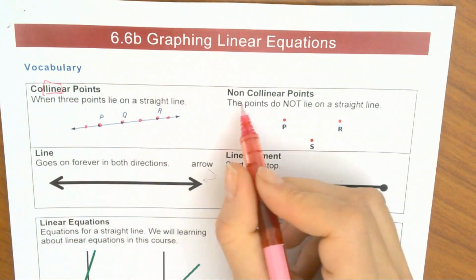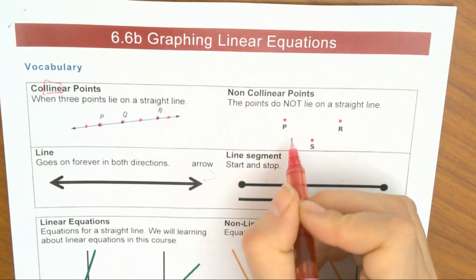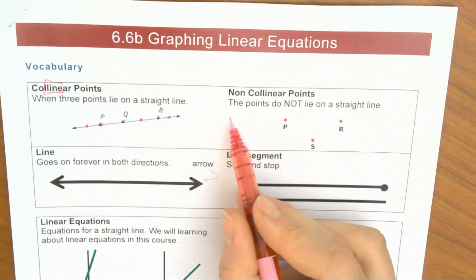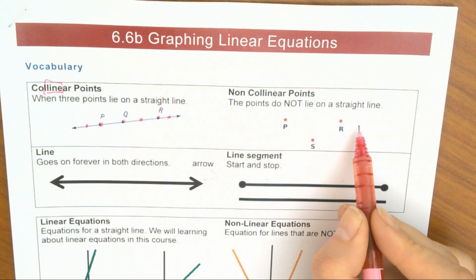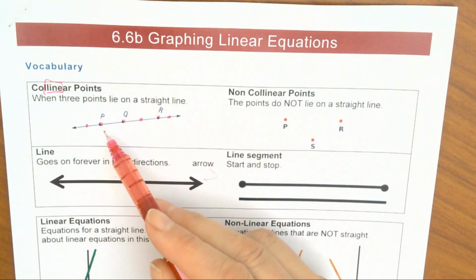Okay? Here we have some points, but they're not collinear. They're not all collinear because I can't draw one straight line through them all. So we'll use the word collinear in the class.